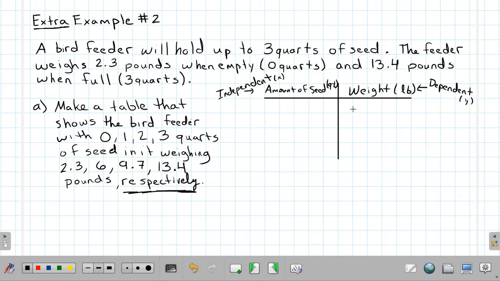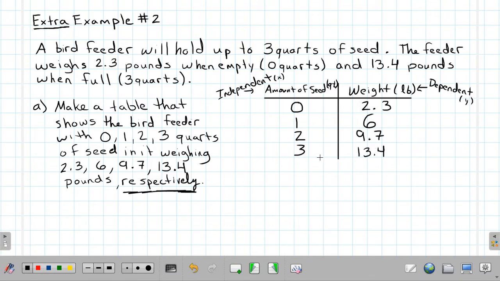Okay. So now that we've got that out of the way, what do we do to make this table? Well, we just make the rows. If we have 0 quarts of seed, how much does the feeder weigh? It tells us here in this list, 0 corresponds to 2.3 pounds. It also tells us up here, when it's empty, it weighs 2.3 pounds. How much does it weigh when there's 1 quart of seed in it? It would weigh 6 pounds. Same thing, 2 quarts of seed tell us that we would have 9.7 pounds. And lastly, 3 quarts, or when it's full, tells us we have 13.4 pounds. So if there's 3 quarts of seed, it weighs 13.4 pounds.